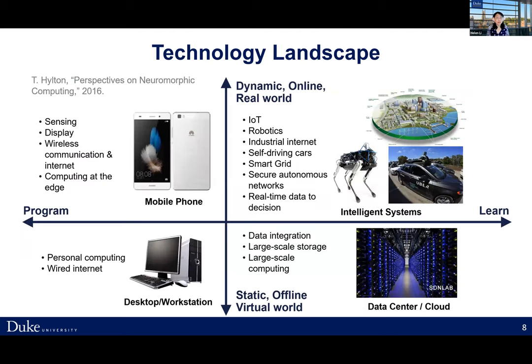At this time, let me dive into the technology landscape a little bit and see what we have done on the road to achieving artificial intelligence. I grabbed the technology landscape page from a presentation on perspectives on neuromorphic computing back in 2016. As you can see, years ago, the computer was invented. Most of them were personal computers, and they were wired. They could be connected through the wired internet, which was a kind of local internet.